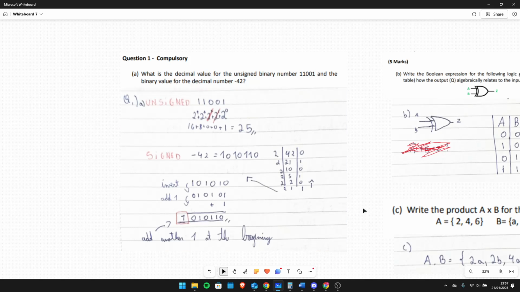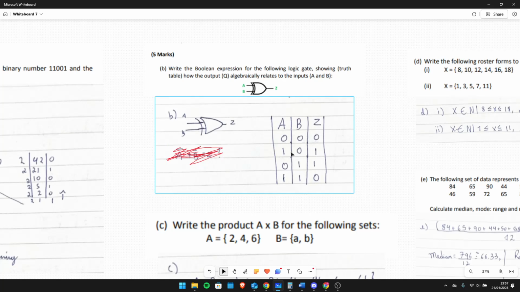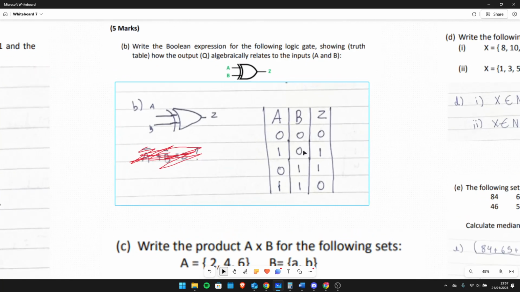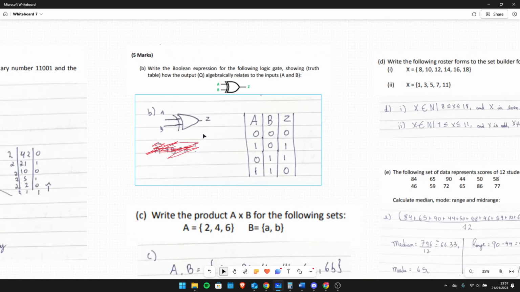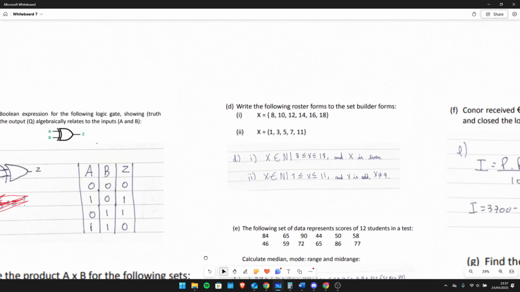I'm pretty sure now. Going to question 2, this is just an exclusive OR gate. This is the truth table for that. I don't know what she wants. I didn't get it. Anyway, I don't think she's going to ask it. The third one, the product, you just multiply each one. So 2a, 2b, 4a, 4b, 6a, 6b.